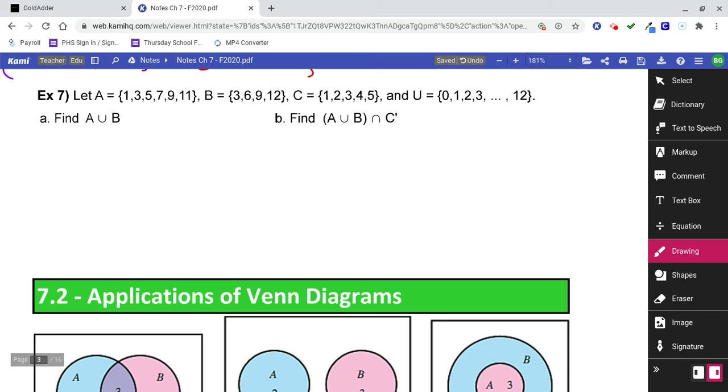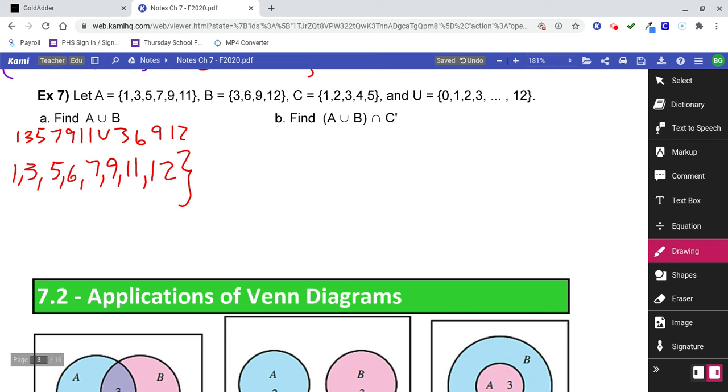Number 7, the same type of problem. A or B. There's A. B is 3, 6, 9, 12. Since this is a union, we want to join them. Okay, so we're going to join, and we see a 1 and a 3, a 5, 6, 7, 9, 11, 12. That's the union.